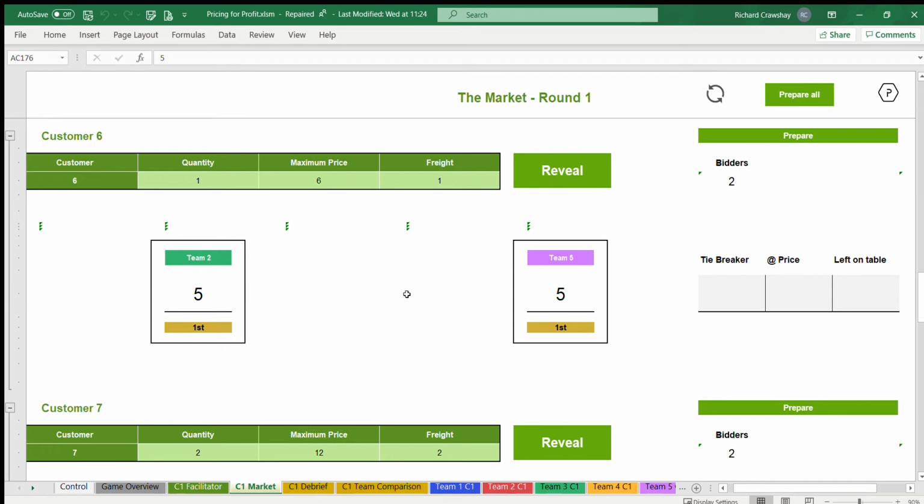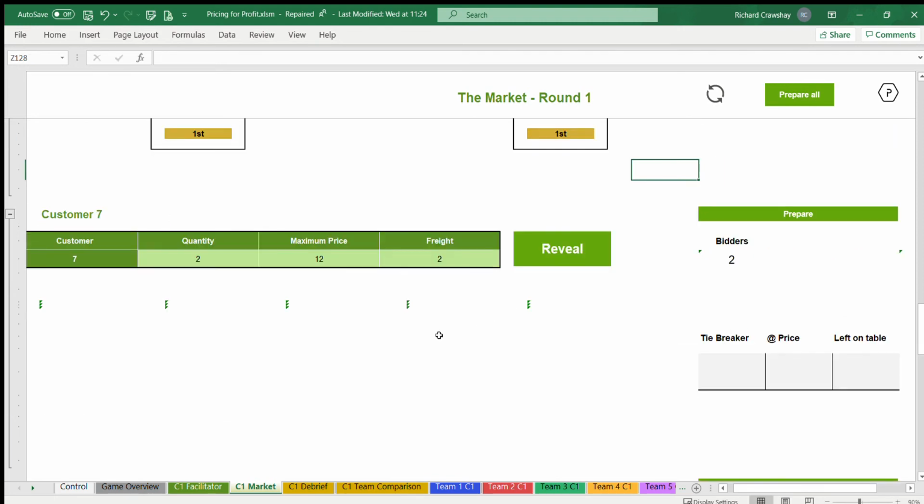Now in this instance, either both teams can be invited to bid again, or the facilitator can arbitrarily choose a winner. In this example, I'm going to choose team number 2 because the price was absolutely tied. There's 0 money left on the table.